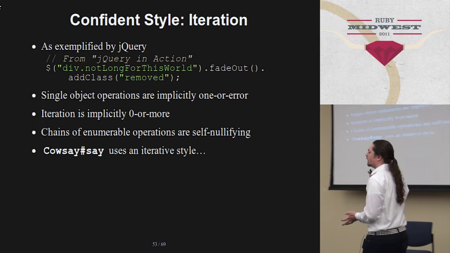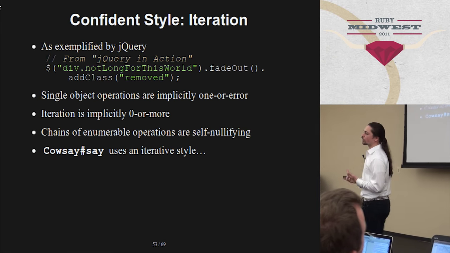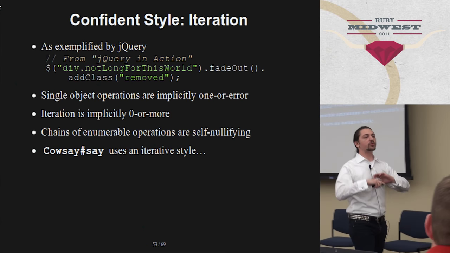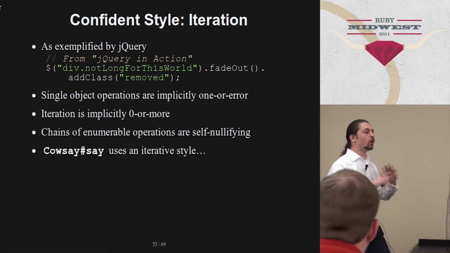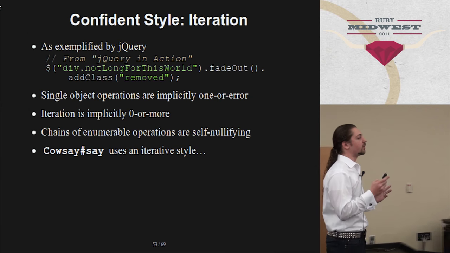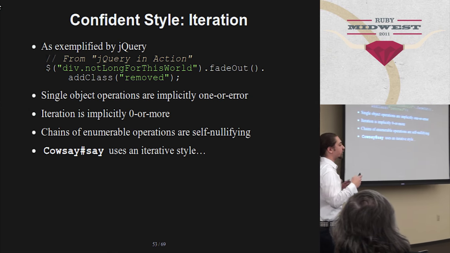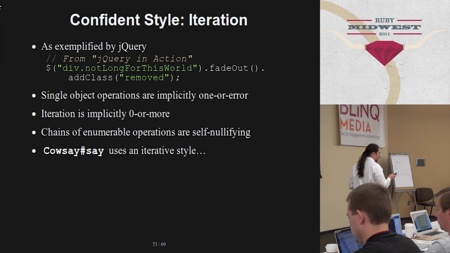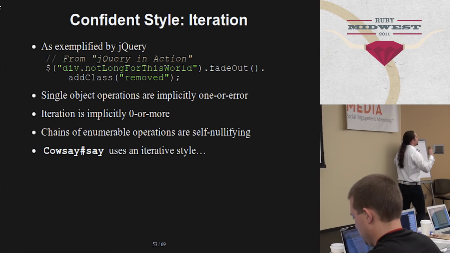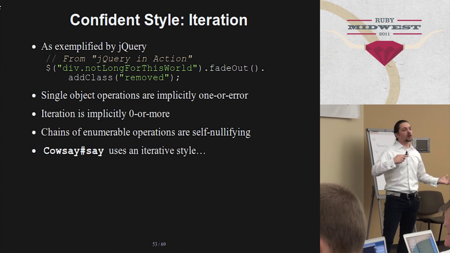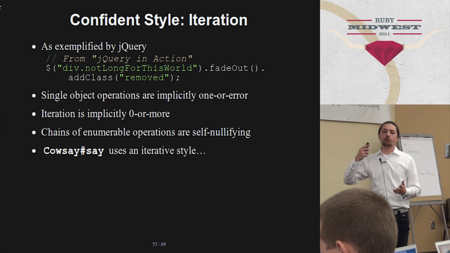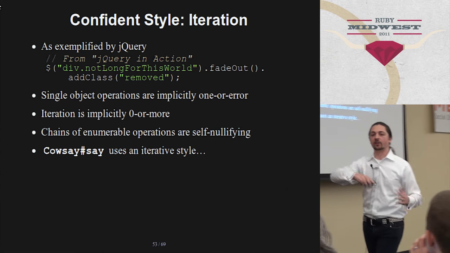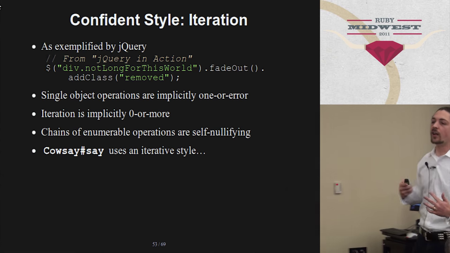Another confidence style is the iterative style of getting work done. And if you've done any work with jQuery, you're probably familiar with this. In jQuery, you almost never work with singular objects. You always work with collections. Sometimes they're a collection of one object. Sometimes they're a collection of no objects. But you always work on collections. The thing about working with singular objects is that they're implicitly one or error. Either there's something there or there's a problem. The thing about working with collections is that they're implicitly zero or more. There's no error case in there, it's just zero or more. If there are zero things in there, then nothing happens.